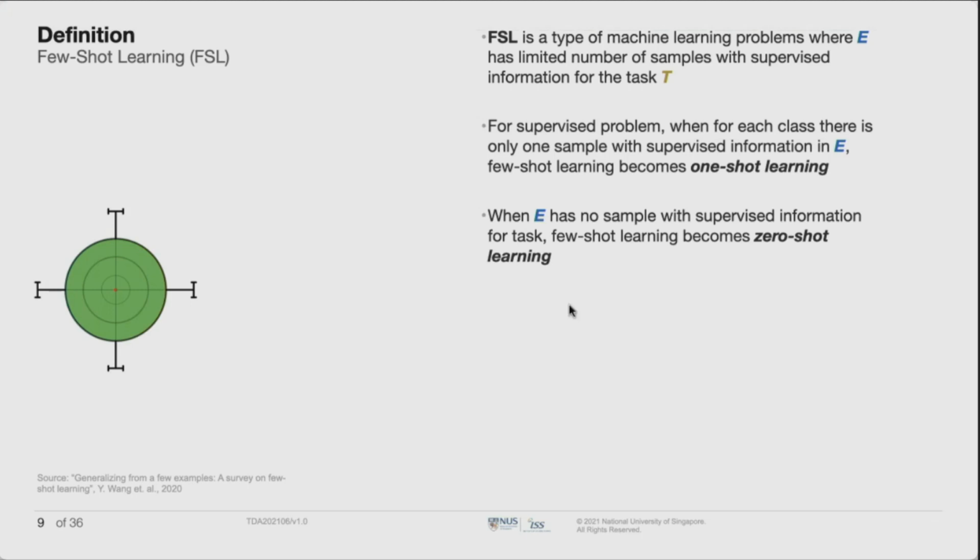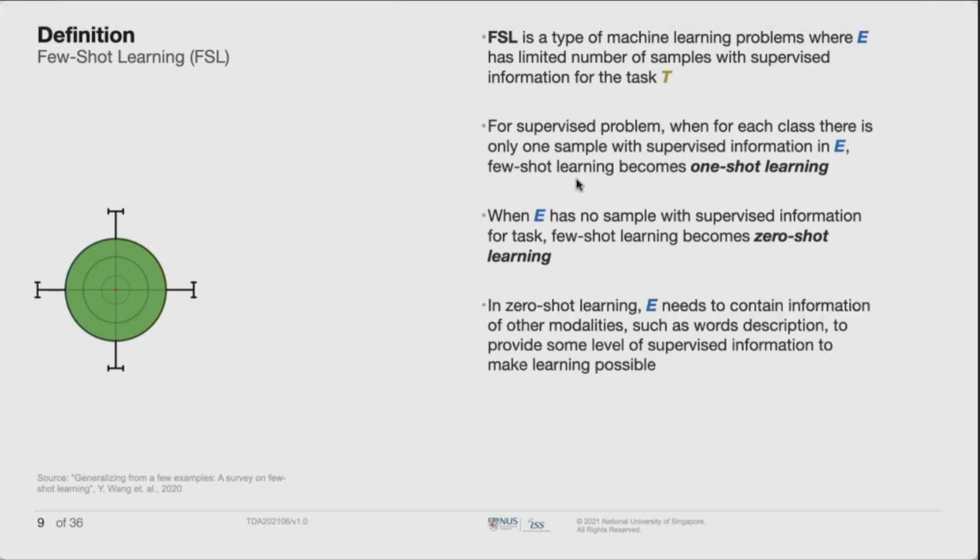There are situations when the dataset has no label. In this situation, few-shot learning becomes zero-shot learning. Do take note, however, that in zero-shot learning, since the dataset has no label, it needs to contain information of other modalities, such as word descriptions, in order to provide the AI some level of supervised information so that the AI can learn. Personally, I think when your dataset has no label, either you try to get a label or probably the problem is not yet ready to be solved.